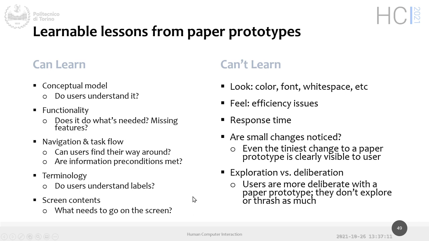And what visible contents you should put on the screen. So the user needs some information. They don't find it on the screen because you forgot to put it. For you, it was obvious, but for the user, it is not. So these are the kinds of questions that we can answer with a paper prototype.